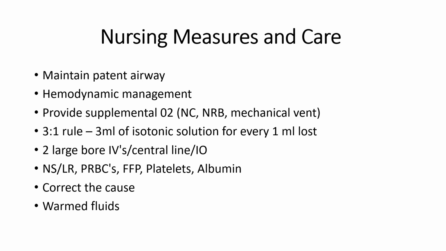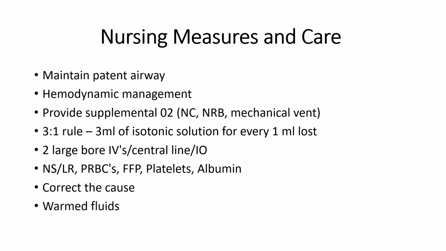Best practice, always 2 large bore IVs, especially if they're getting tons of boluses of fluid. A central line may be needed if they're getting multiple blood products, multiple bags of fluid, medications. An IO, also meaning intraosseous, may also be needed, especially if the patient was found in the field and it's emergent and we cannot get a line. We would have to be putting fluids through the bone.